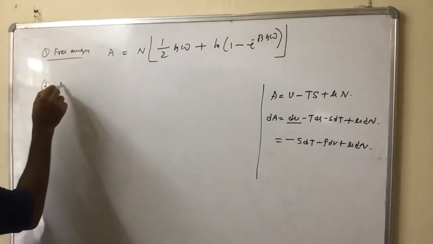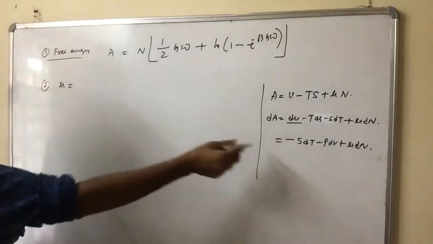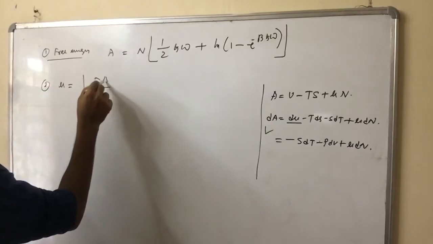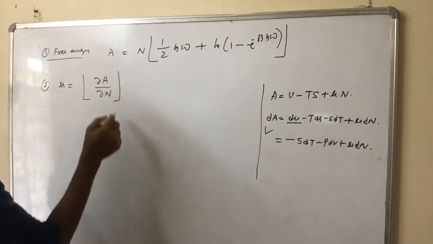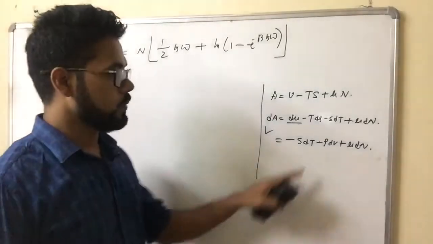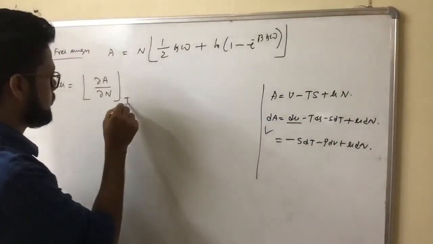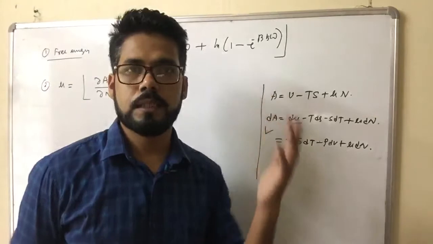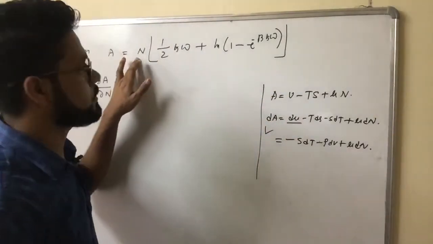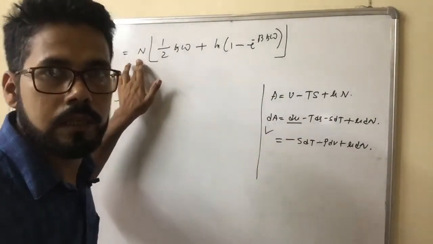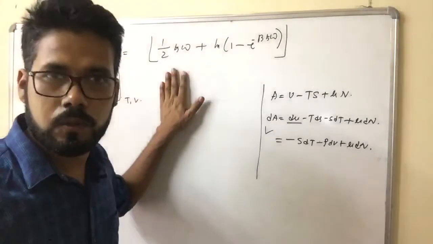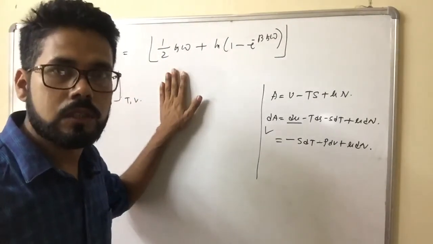Second question, chemical potential. What is the formula according to this lesson? Chemical potential equals dA by dN, with T and V constant. This is the formula. Sometimes, suppose this is the free energy for n one-dimensional oscillators. Suppose I remove the n. This is the free energy for one-dimensional harmonic oscillator.